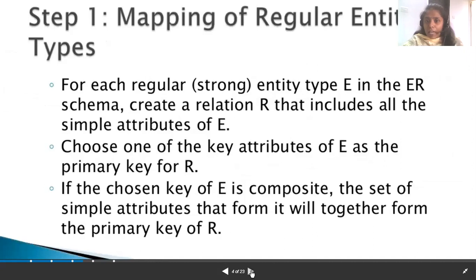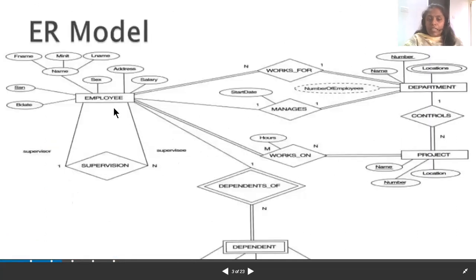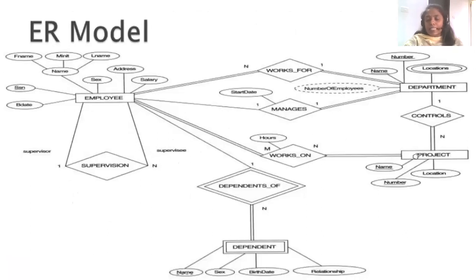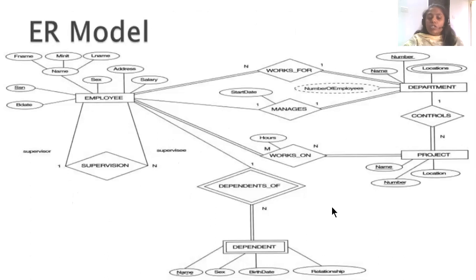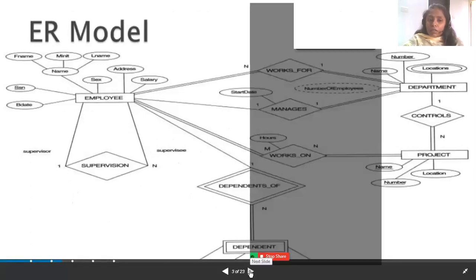What ER diagram? We have the company ER diagram. From the company ER diagram, we have to find out which are the strong entities. From the example itself, we can see employee is a strong entity, department is a strong entity, project is a strong entity, but the dependent is not a strong entity, it is a weak entity. So as a first step, we have to convert the strong entity into a relation.